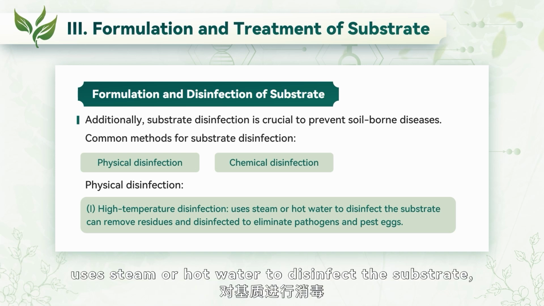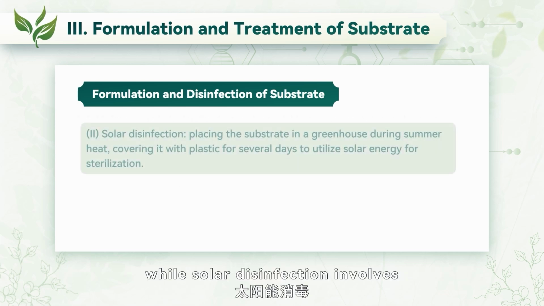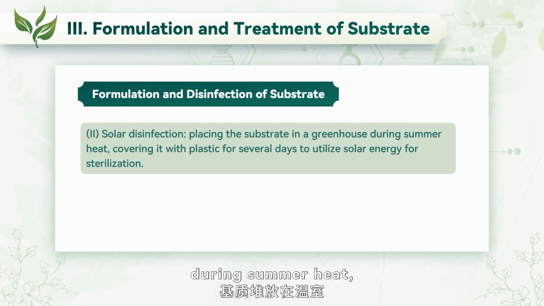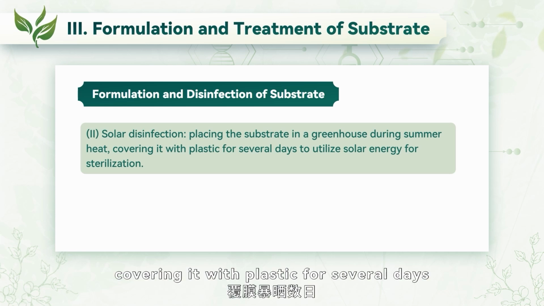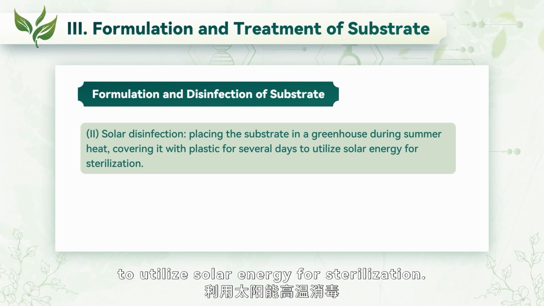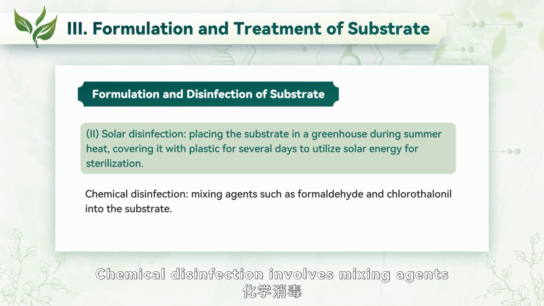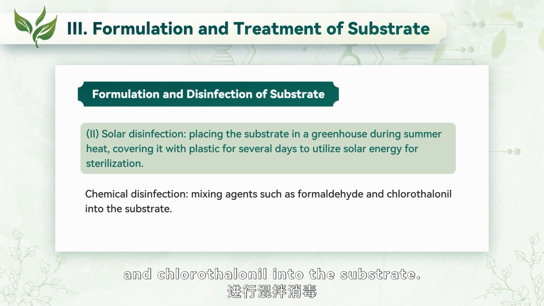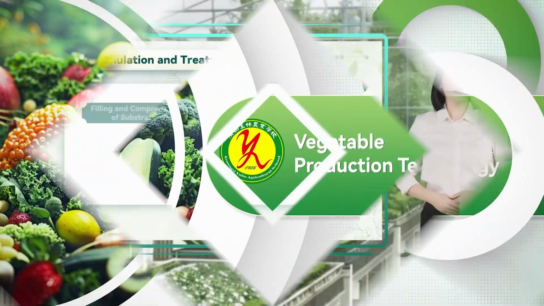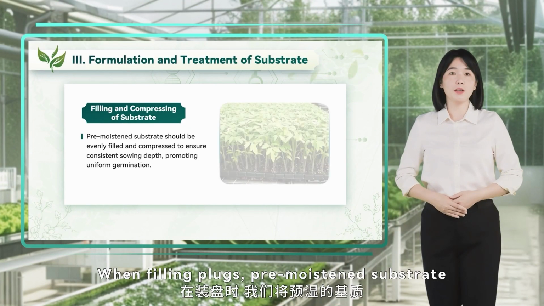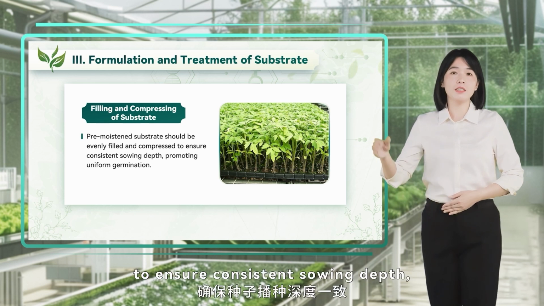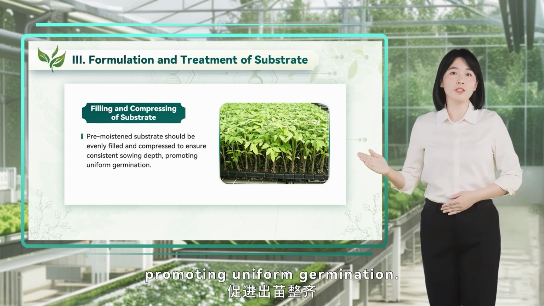High-temperature disinfection uses steam or hot water to disinfect the substrate, while solar disinfection involves placing the substrate in a greenhouse during summer heat, covering it with plastic for several days to utilize solar energy for sterilization. Chemical disinfection involves mixing agents such as formaldehyde and chlorothalonil into the substrate. When filling plants, pre-moistened substrate should be evenly filled and compressed to ensure consistent sowing depth, promoting uniform germination.